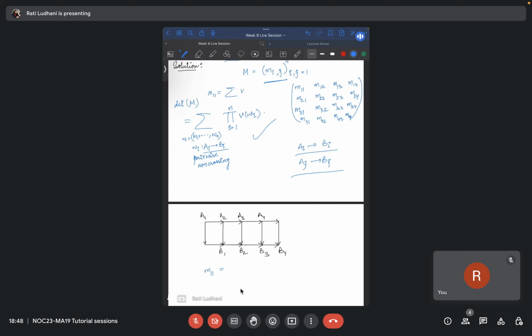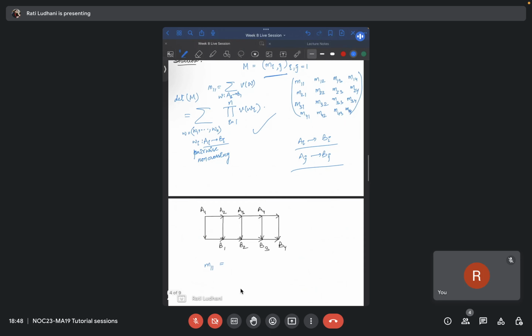So the sum over paths from A1 to B1 of V(W), and you do it with the summation. And what is V(W)? V(W) is the product of the weights of the subsequent paths. Okay.